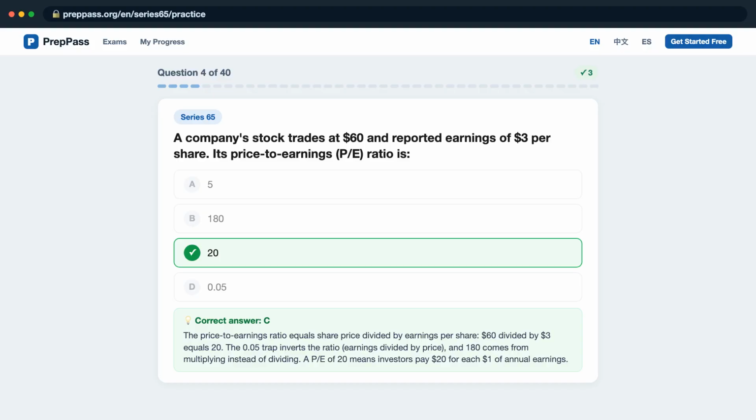The price-to-earnings ratio equals share price divided by earnings per share. $60 divided by $3 equals 20. The 0.05 trap inverts the ratio, earnings divided by price, and 180 comes from multiplying instead of dividing. A PE of 20 means investors pay $20 for each $1 of annual earnings.